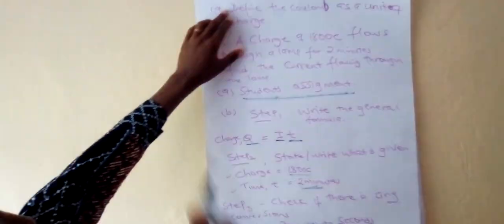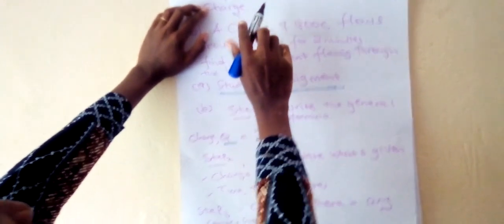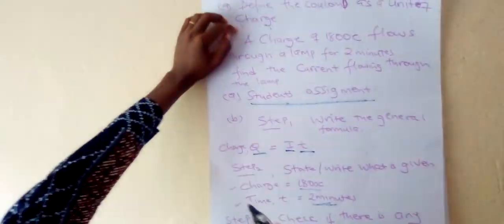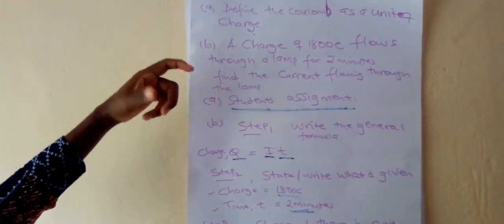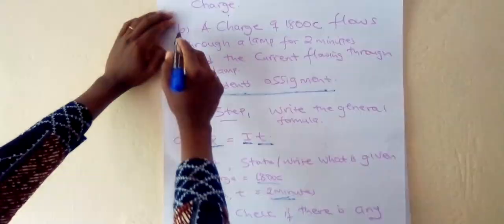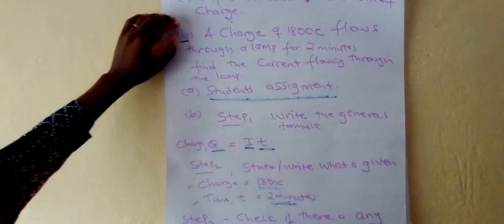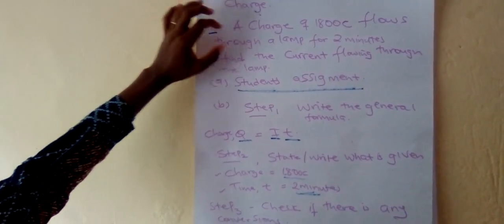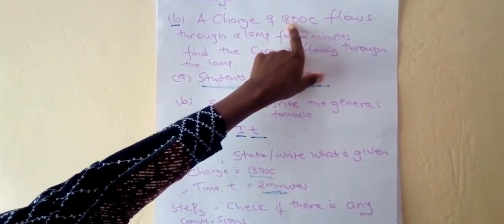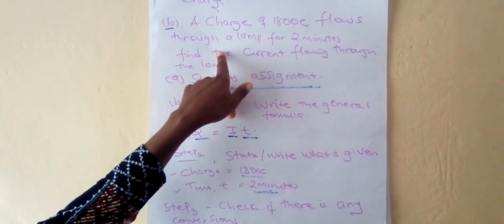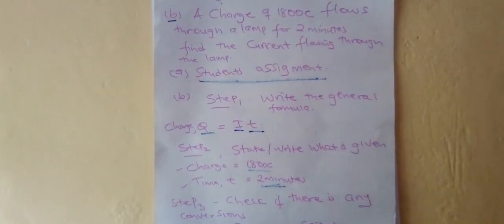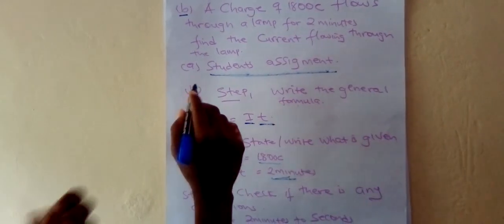Example 2. Now we are saying define the coulomb as a unit of charge. Of course, we defined a coulomb earlier. You go back and look at how we defined it. Our main emphasis is here. We are saying you have a charge of 1,800 coulombs flowing through a lamp for 2 minutes. Find the current flowing through the lamp.